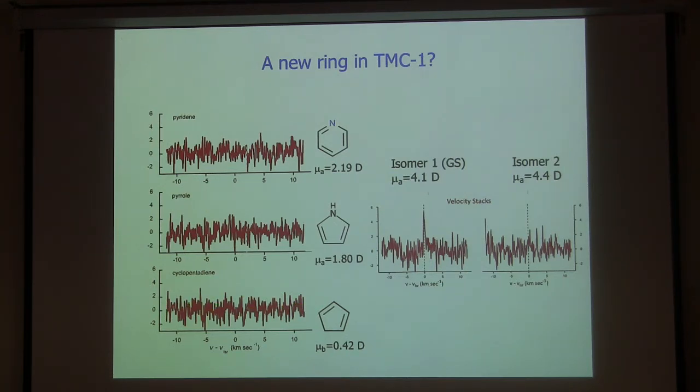I can't tell you the molecule, but we have a ring molecule where we do the same spectral stacking. We have a ground state, and it's observed with good signal to noise. There's a high energy isomer, but there's no evidence for that. So again, it's an example where we can take all this data and, so to speak, throw it against the wall and look for these molecules.